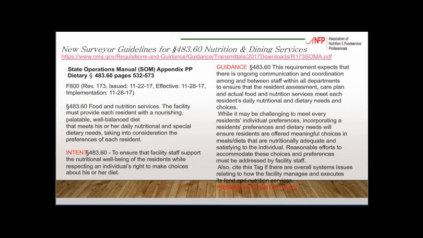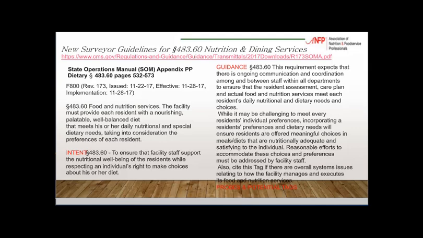Okay, so I've kind of blown your mind a little bit. We're to that point where we need to talk more about Appendix PP. And the new surveyor guidance is listed in this Appendix PP. And it's a whopper. I think there's like 700 pages to this. It's huge.